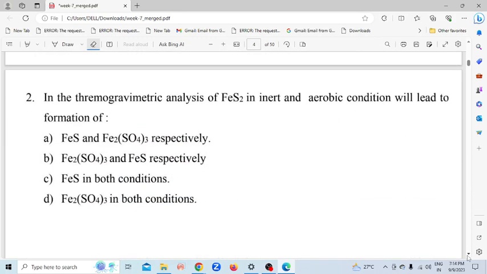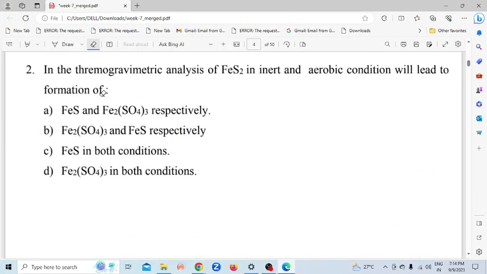Okay, then question number two. In the thermogravimetric analysis of FeS2 in inert and aerobic condition will lead to formation of. So FeS2 is already covered by sir. FeS2 can be decomposed in two conditions: first in presence of oxygen, or in absence of oxygen, or in any inert atmosphere.